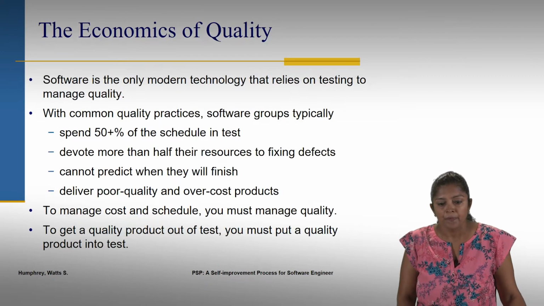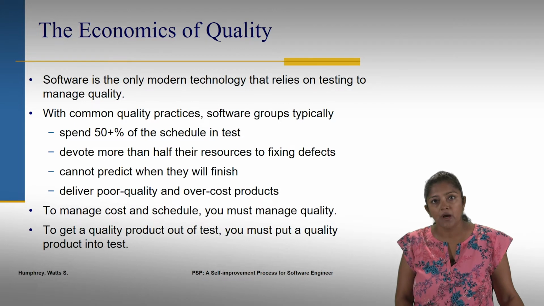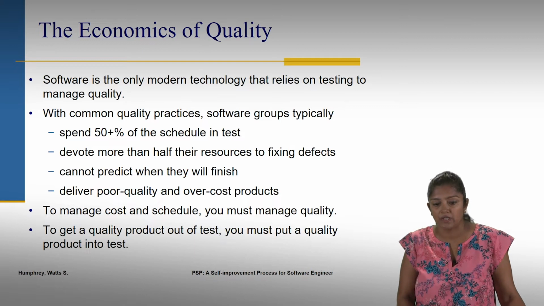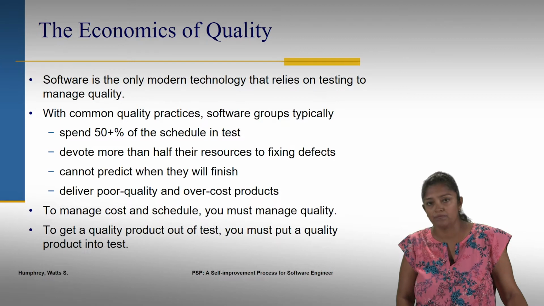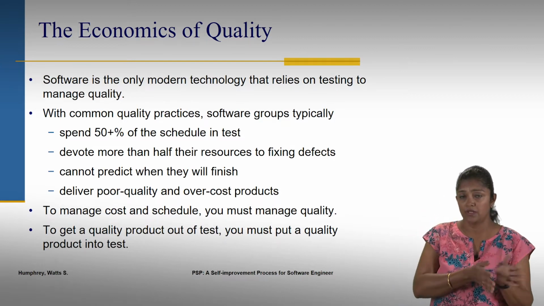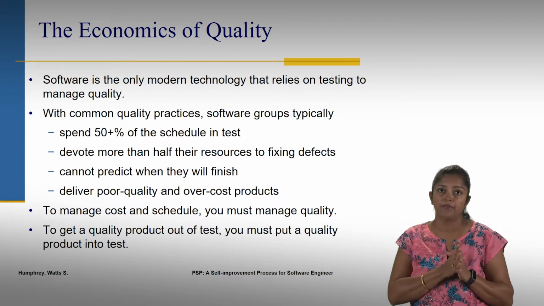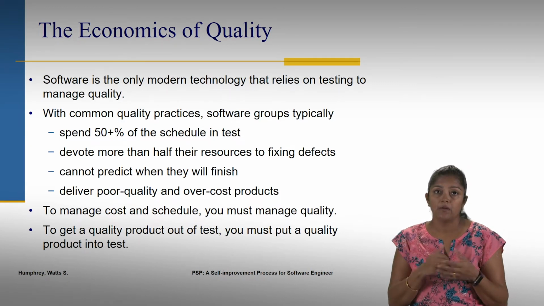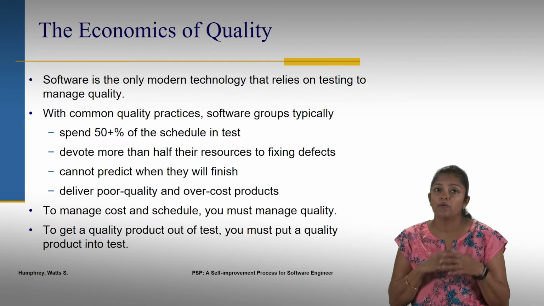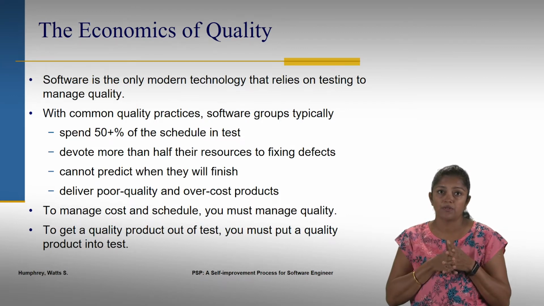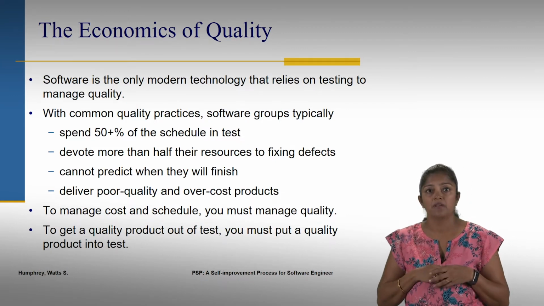That's the idea. If you look at the economics of quality, it is pretty expensive. Testing is an expensive task, and studies have shown that historically, software groups have spent more than 50% of their schedule on testing. They've also spent more than half of their resources on fixing defects.